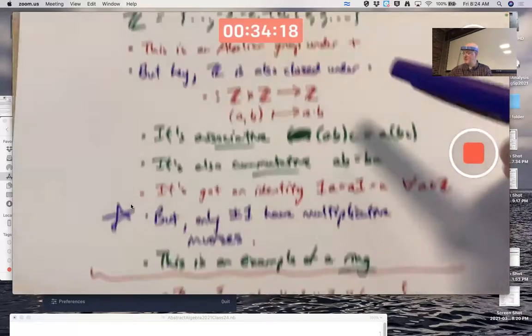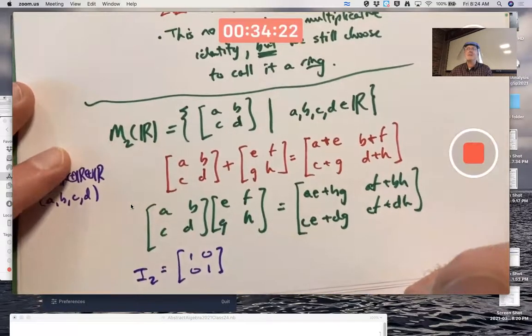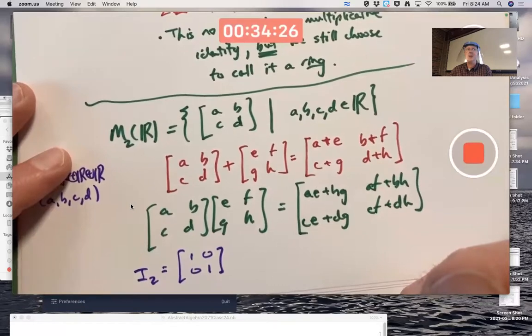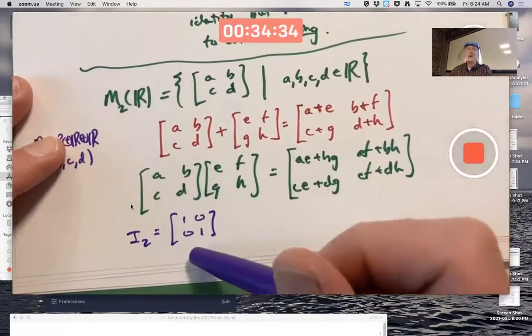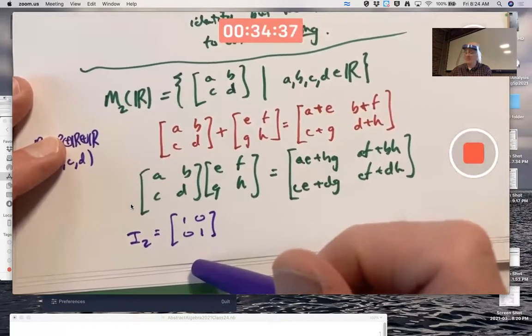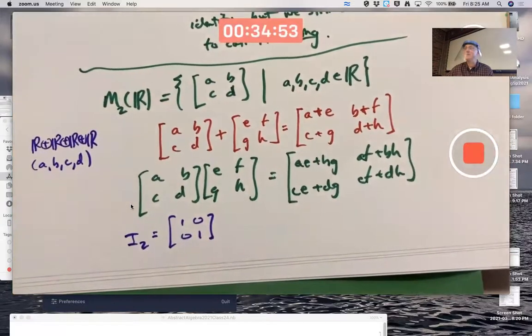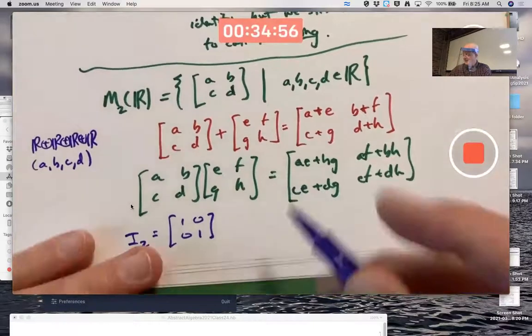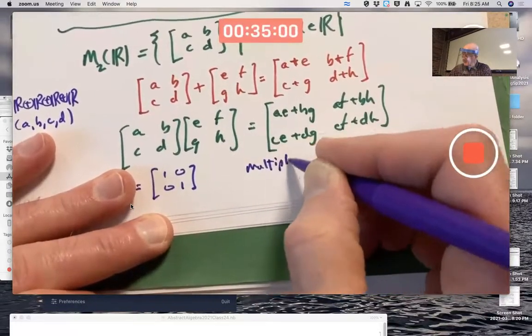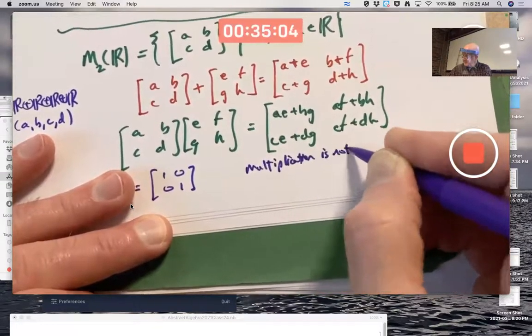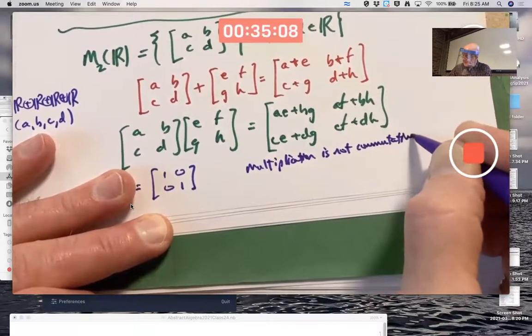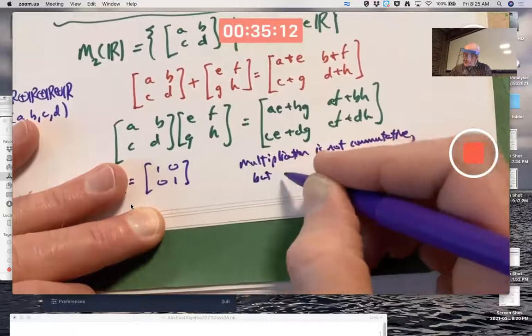You just come up with pretty much two arbitrary matrices that you pick. If you pick them somewhat randomly, they won't commute under multiplication. You've seen examples before. So while this is a ring and while it's got an identity, it's not the case that every matrix has a multiplicative inverse, and it's also not the case that it's commutative under multiplication. It is commutative under addition, but not multiplication. But this is, you would think, an important kind of example to consider. So we still want to call this a ring. We still choose to call it a ring.